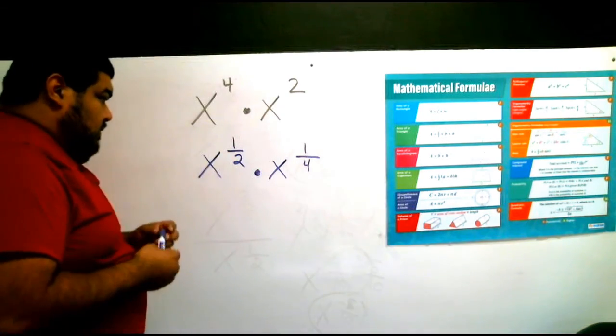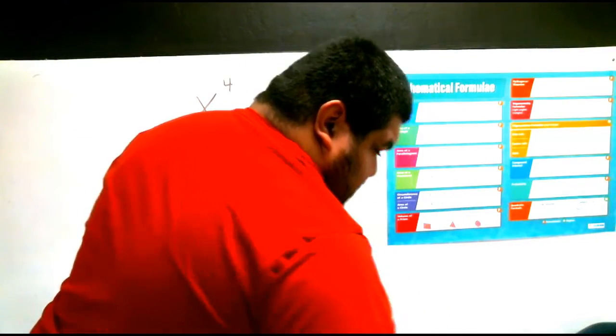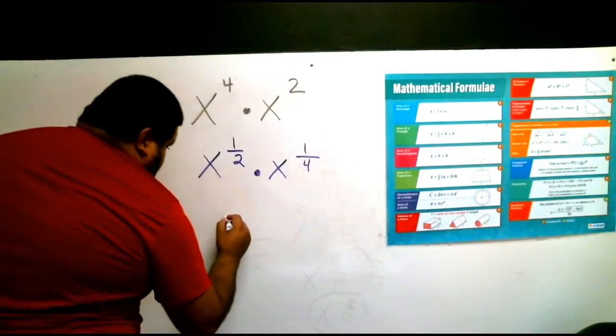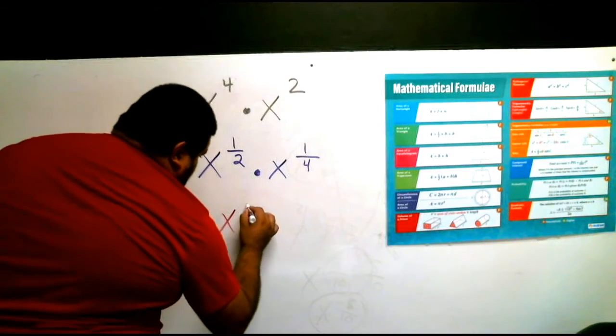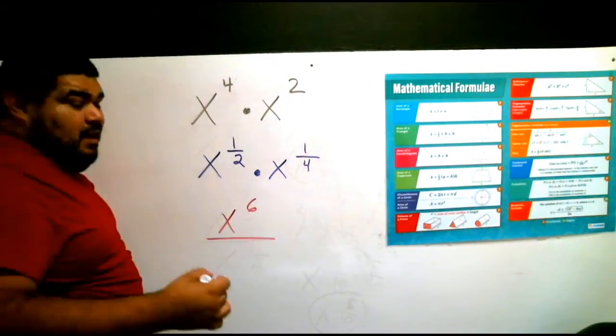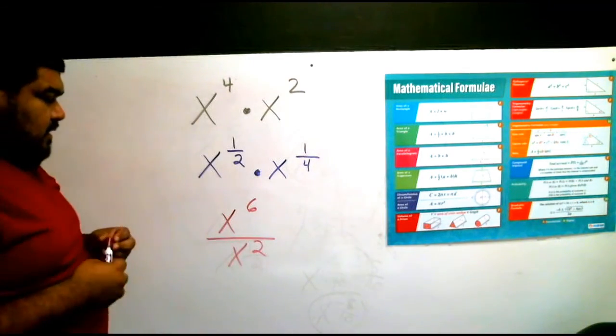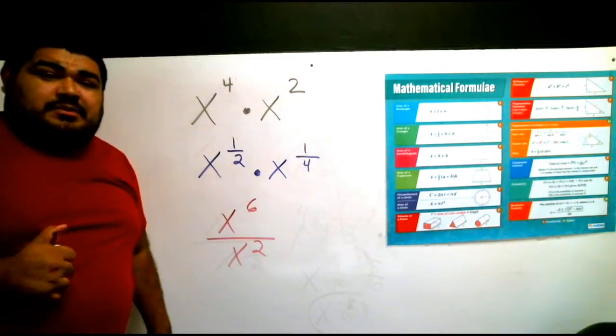And then finally, we're going to use x to the 6th power over x to the 2nd power. Those are your 3 problems.